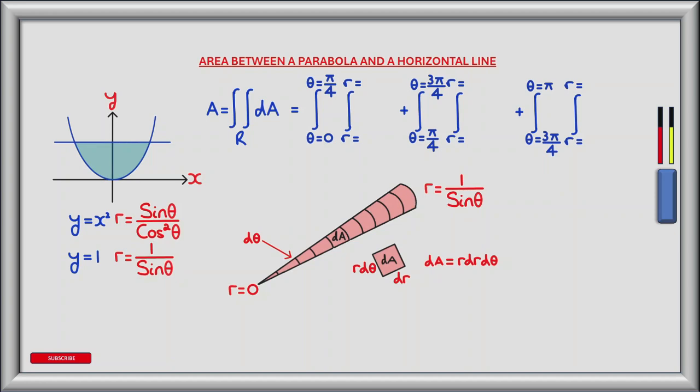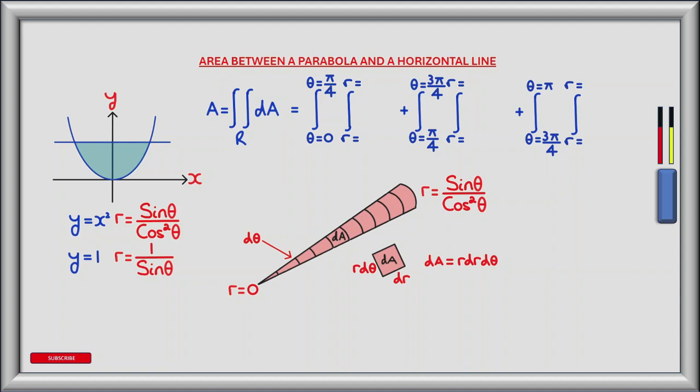Finally, we sum along the radial distance beginning at the origin and travel along the parabola until the area is complete. So we begin at the origin, where r is equal to 0, and end where r is equal to sine theta divided by cos squared theta.